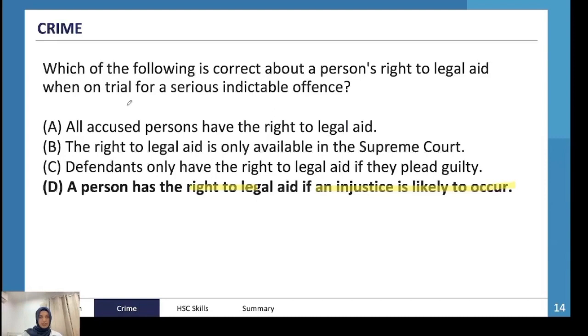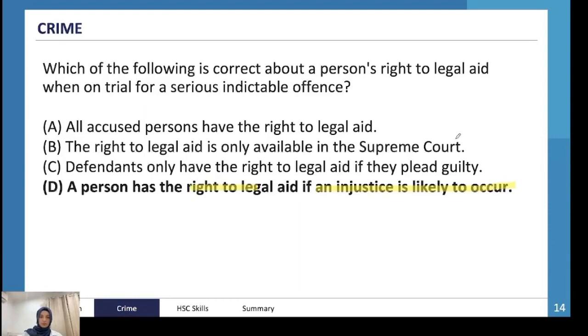For example, if you have a lot of money and you're an accused person, likely chances are they're not going to give you those resources of legal aid. They will give that to someone who cannot afford a lawyer. It's not only available in the Supreme Court, so it won't be B, and C, defendants only have a right to legal aid if they plead guilty, which is again untrue.